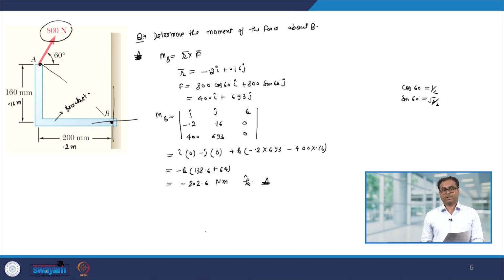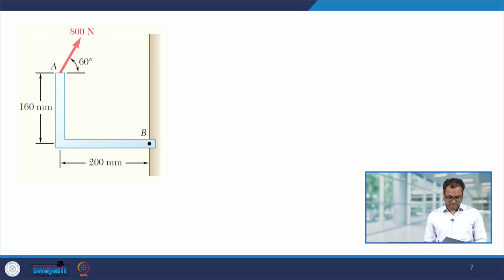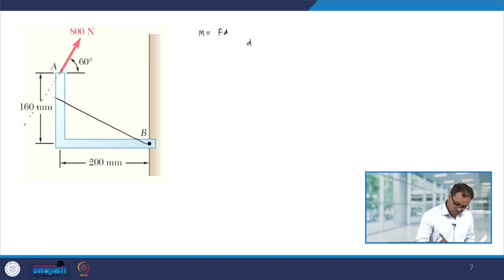We can also find out the moment by using the formula M equal to F d, where d is the perpendicular distance from point B to the force. So, let us use that method and let us see if the answer is the same. Now, force is a sliding vector. So, therefore, we can slide it and we can draw a perpendicular.